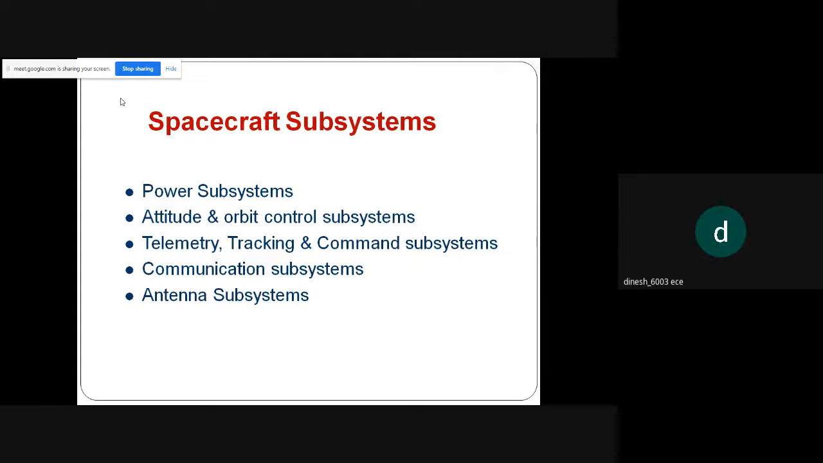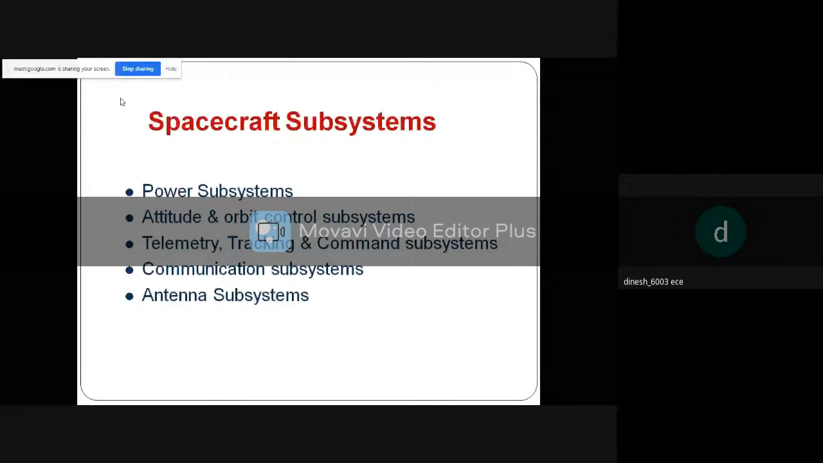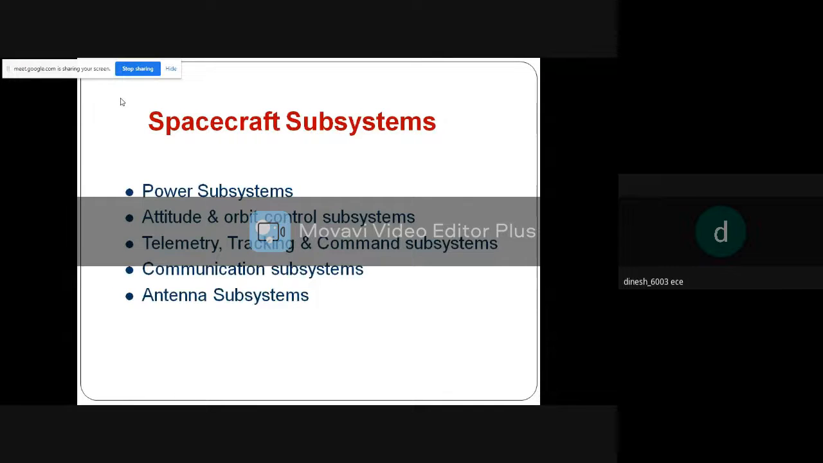Second is the attitude and orbit control subsystem. So the orbital issues, and how in an orbit the satellite should rotate, in which direction, in which altitude range, is the main function of your attitude and orbit control subsystem.